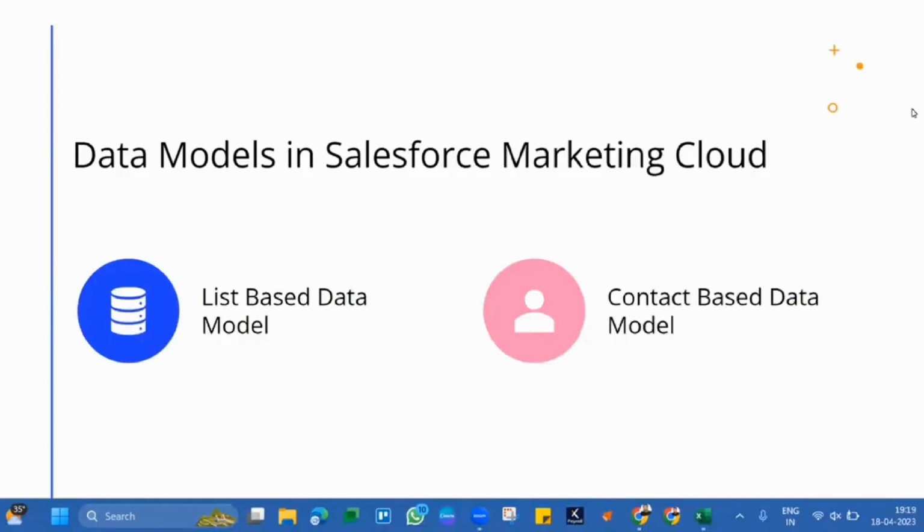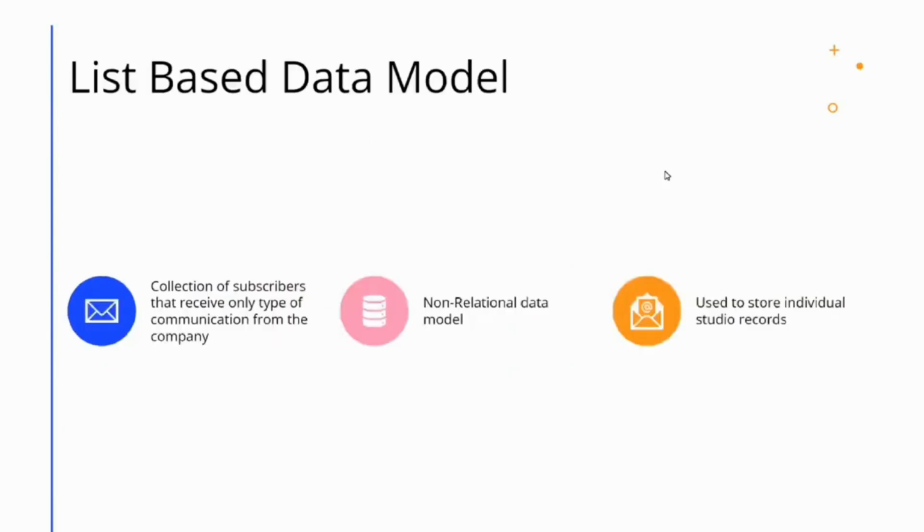So your first interview question: what are the data models in marketing cloud? There are two types of data model, list-based data model and contact-based data model. What are list-based data models? You will be asked in your interview, what are list-based data models? List-based data models are simple data models used to store only customer profiles. What are the customer profiles? First name, last name, email address, phone number, everything personal to a customer, which you require to communicate with that customer, to know your customer. So that is simple data and can be maintained in a non-relational data model, which is list.